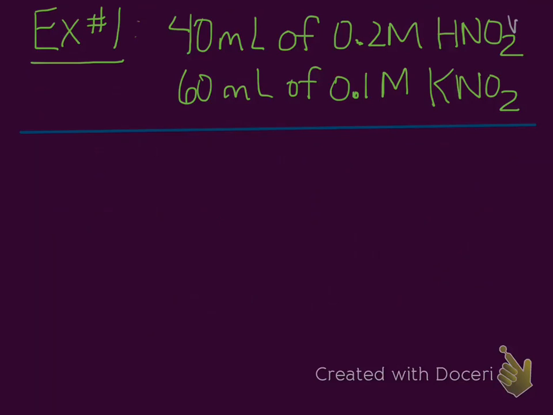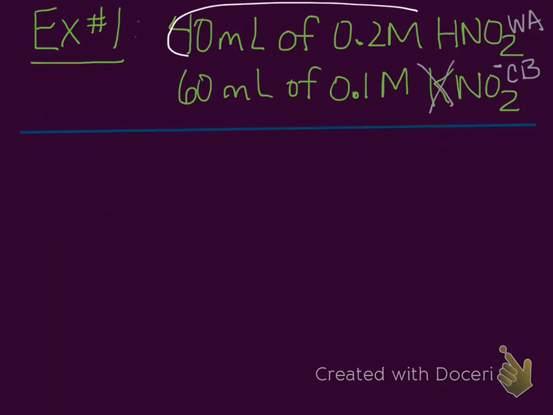We have here a weak acid, and we have here its conjugate base, or a salt containing its conjugate base. Remember, K plus is going to dissolve, and you're going to end up with NO2 minus. K plus is a spectator ion. So in order to solve this, what you're going to need to do is to take these and convert them into moles, because when you add two volumes together, their molarities are going to change.